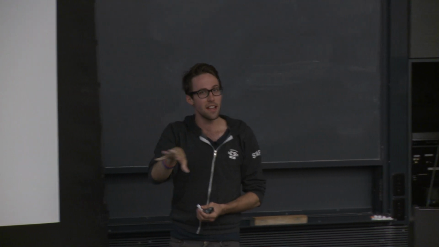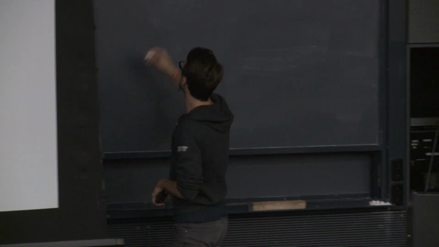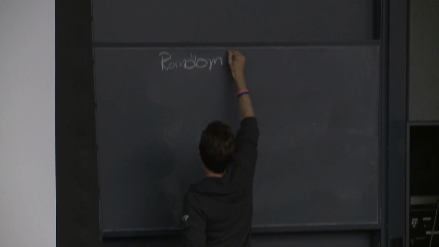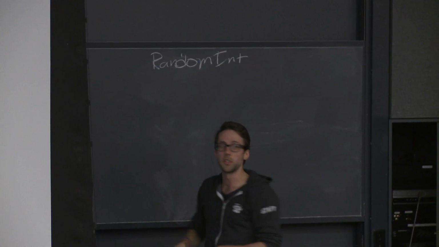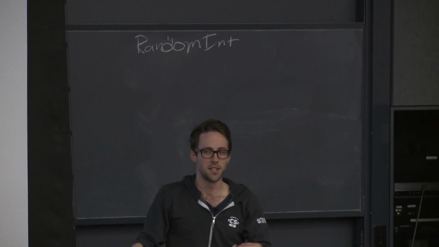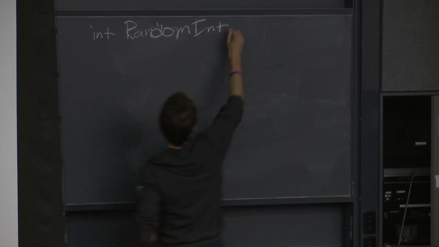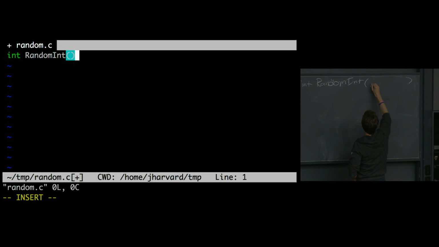If I remember correctly, on the quiz, the random int was like, I'm going to give you two numbers, an A and a B, and I want you to give me a random int between those numbers. So random int is going to take two numbers, and it's going to return an int. So what's the return value? I just told you. Int, right? And it's going to take int A and int B, like that.